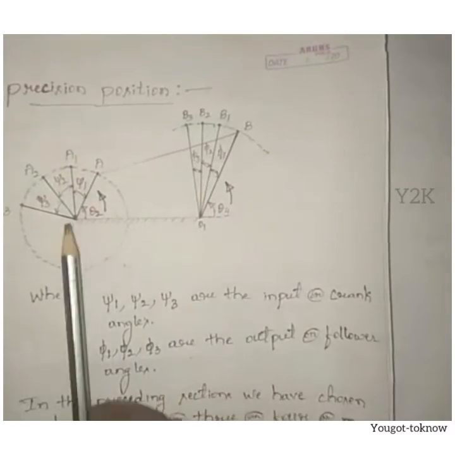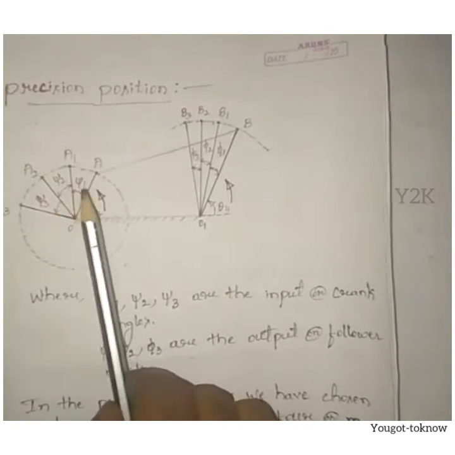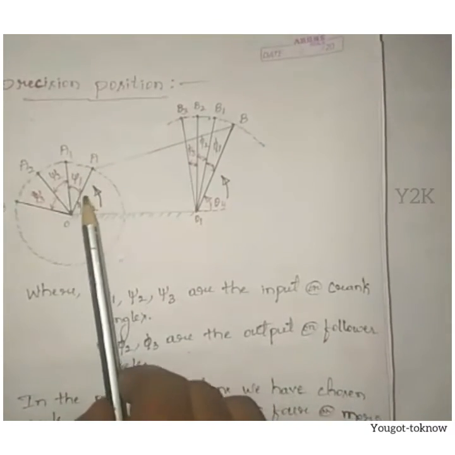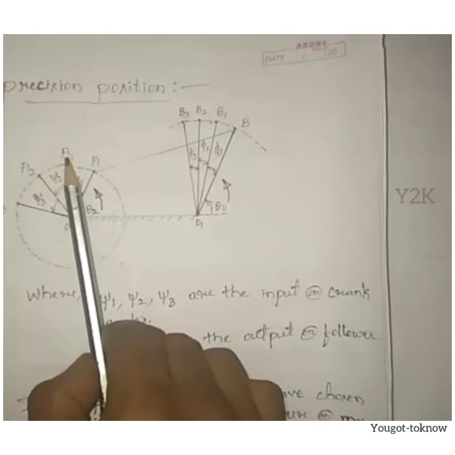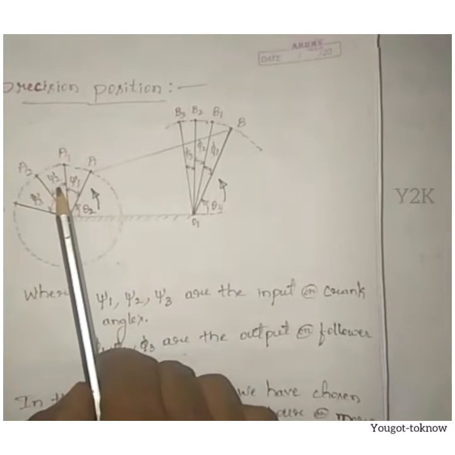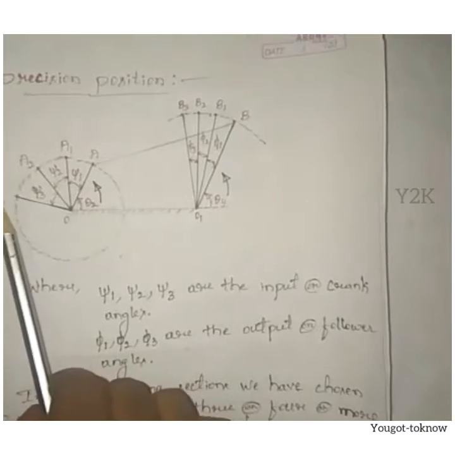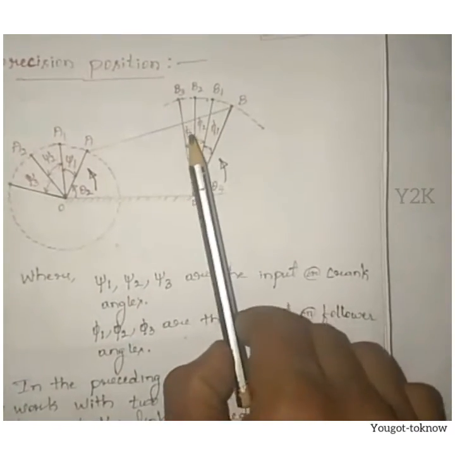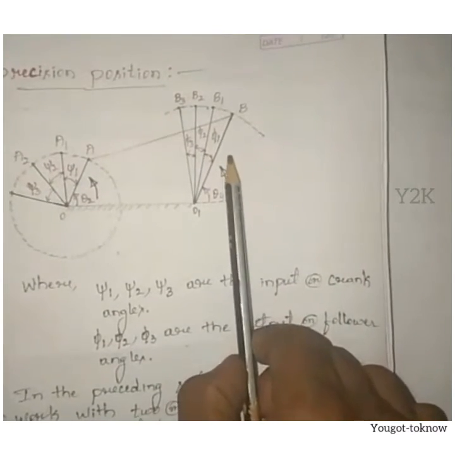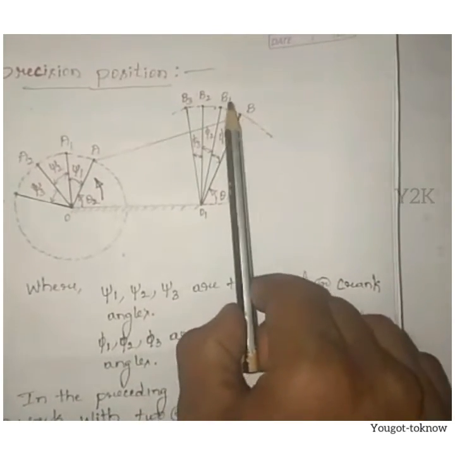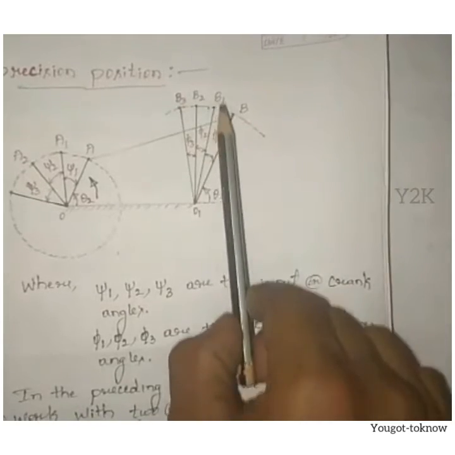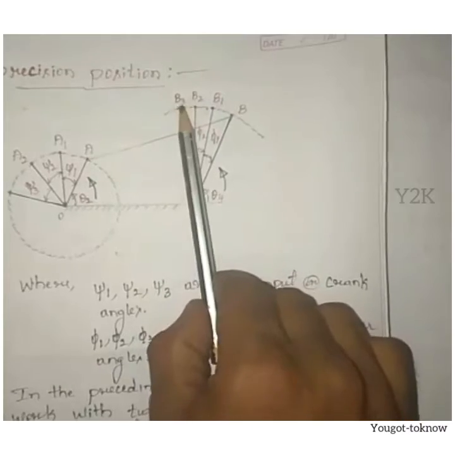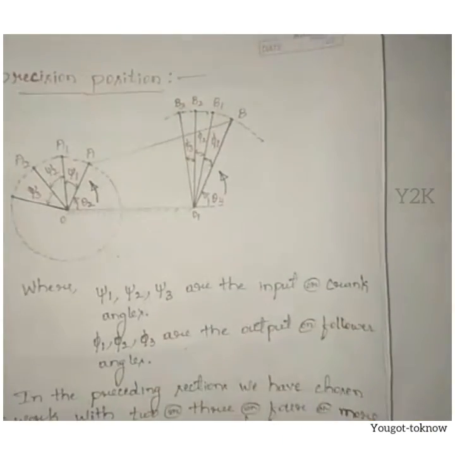The angle between the positions of the input crank from A to A1 is Xi1, A1 to A2 is Xi2, and A2 to A3 is Xi3. Similarly, the angle between the positions of the output follower from B to B1 is Phi1, B1 to B2 is Phi2, and B2 to B3 is Phi3.